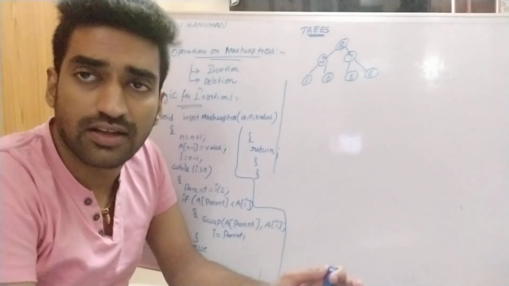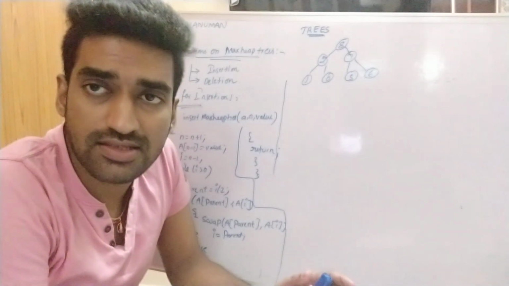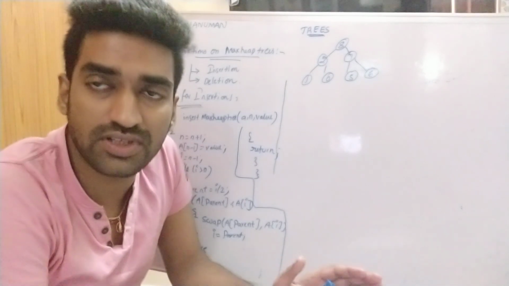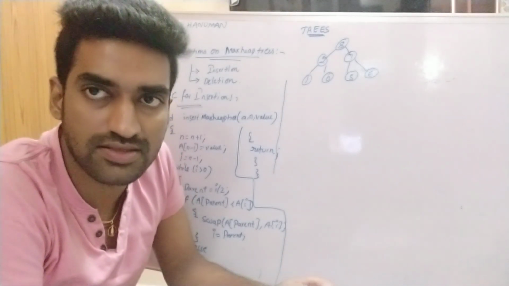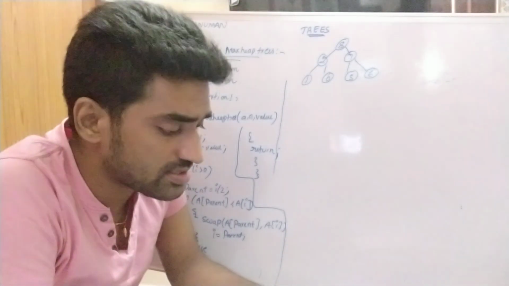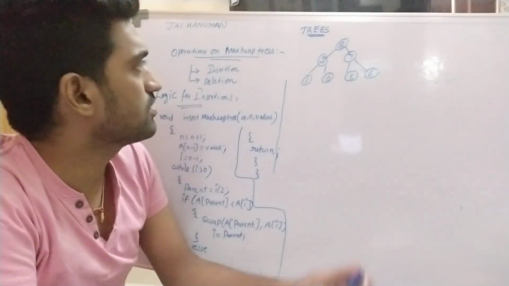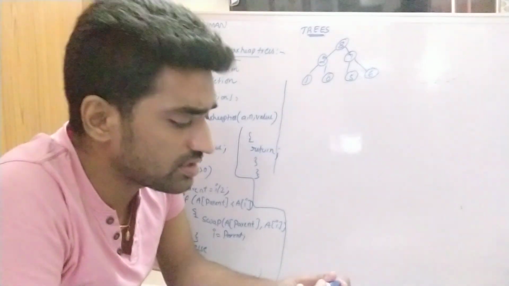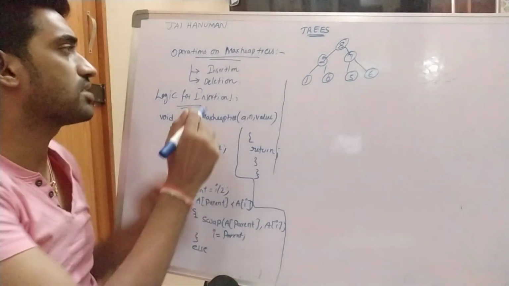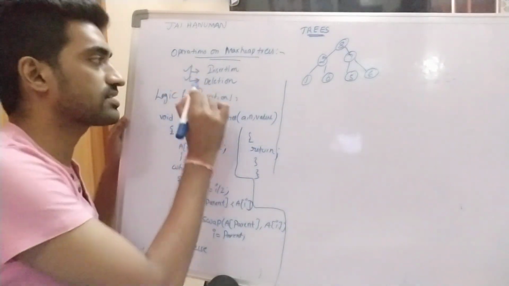Yes, hi friends. In previous sessions, we already discussed how to construct a max tree for a given array of elements. In this session, we're discussing operations on max trees. Generally, there are two major operations performed on max trees: one is insertion and the second one is deletion.